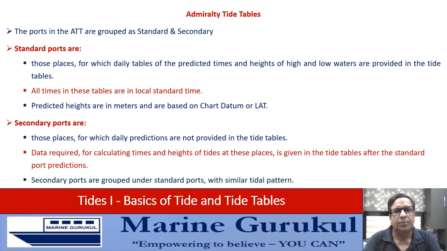Secondary ports are grouped under standard ports with similar tidal patterns. So for each secondary port, there shall be a corresponding standard port, which has nothing to do with the proximity, distance, country, or the geography. It has only got to do with the similarity of the tidal pattern.